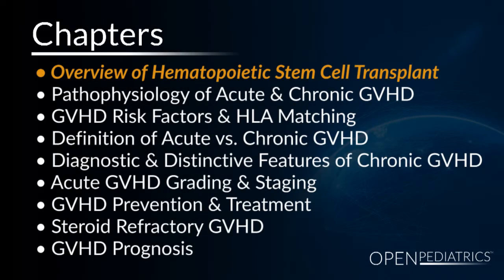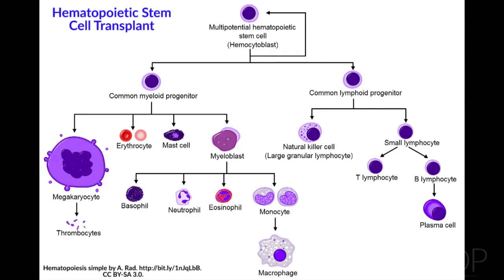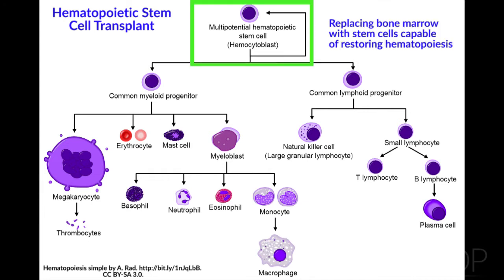Overview of hematopoietic stem cell transplant. Before jumping into the complication, I think it's important to talk about stem cell transplant, what it is and who we transplant, so we know who is at risk for this complication. Stem cell transplant is the process of replacing the patient's normal bone marrow with stem cells capable of restoring hematopoiesis, so capable of developing red blood cells, the immune system, platelets, and all of the other stem cell components.